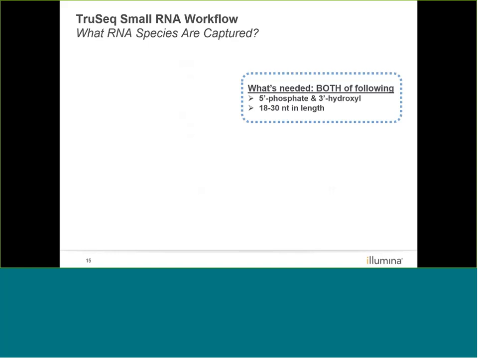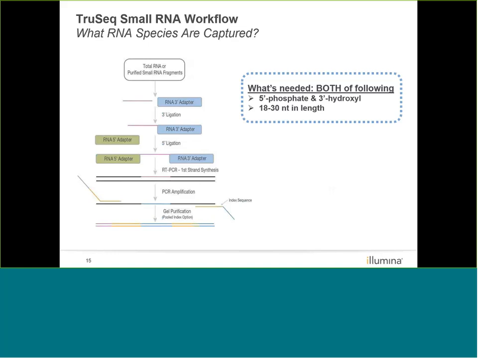So why are we saying this? Let me show you the workflow of the TruSeq Small RNA protocol. The TruSeq Small RNA protocol starts with the total RNA or purified small RNA fragments. The first thing we do is ligate the adapter to the 3' end. That's the end that has the 3' hydroxyl group. And then we're going to ligate the 5' adapter. Now it's ligating to the 5' phosphate group of the microRNA.